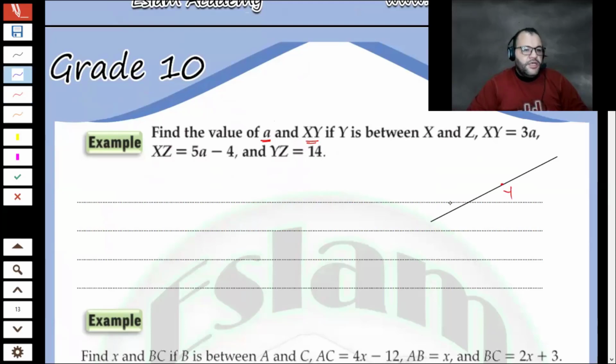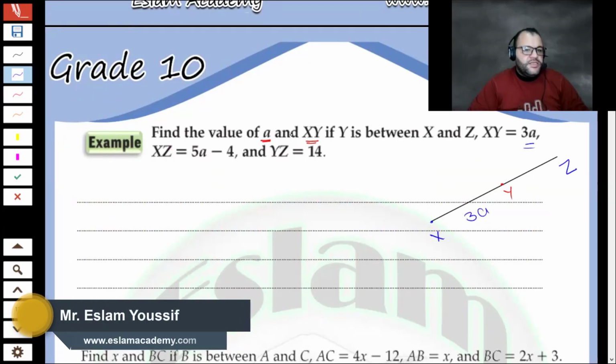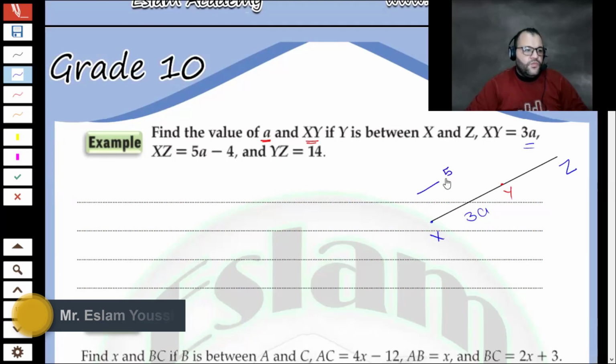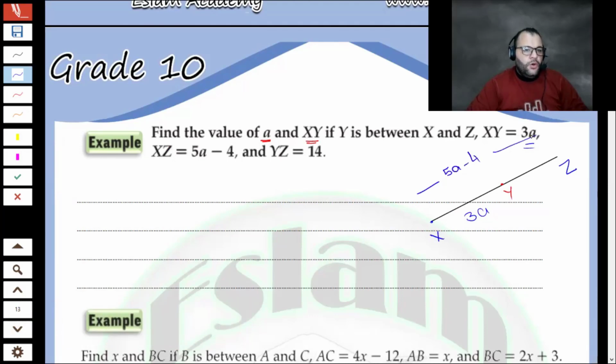It's called Y. It lies between the points X and Z, where XY, this part, is given as 3A. And XZ, all of this part, is equal to 5A minus 4. And YZ equals 14. How can we solve this one?